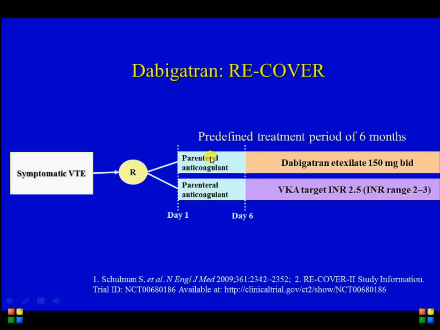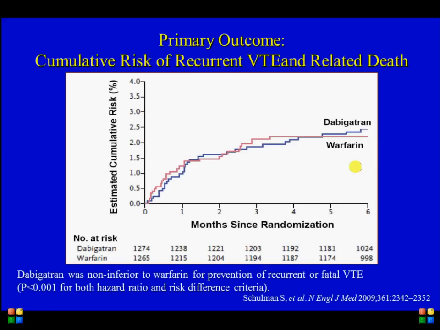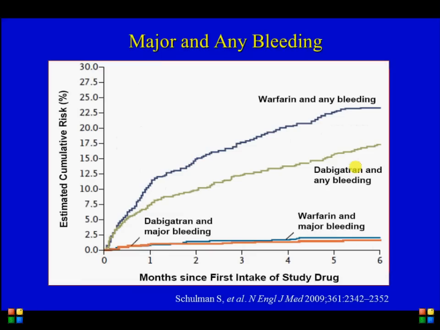So I'm going to start with the dabigatran study, where symptomatic patients with venous thromboembolism were randomized into the standard treatment of enoxaparin followed by warfarin, while the other half received enoxaparin followed by dabigatran. And this was a treatment period of 6 months. The results show that the cumulative risk of recurrent venous thromboembolism and related death is absolutely the same. There is absolutely no difference.